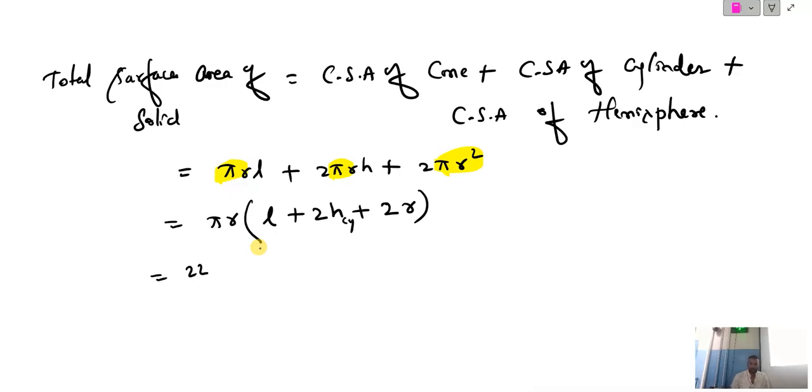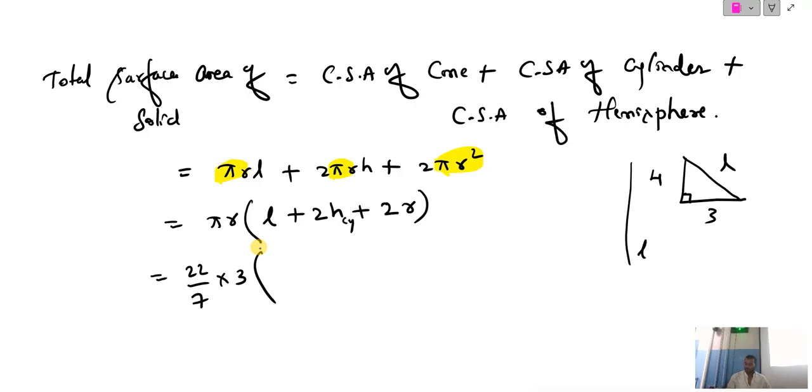Pi radius 3. We don't know L. So here, can you draw one right angle triangle? What is the radius? 3. Height of cone? 4. L we don't know. Correct, no? Remember? Now L is equal to root of R square plus H square.